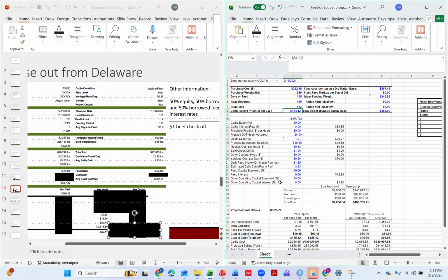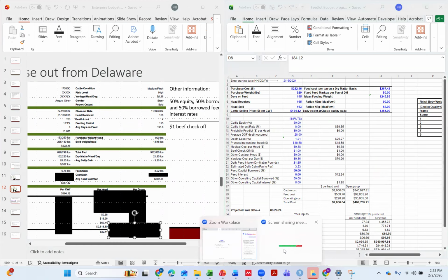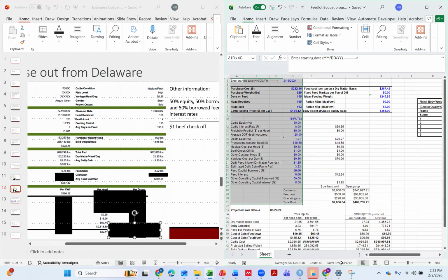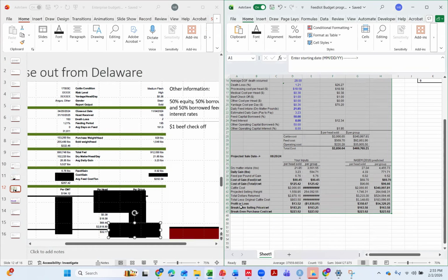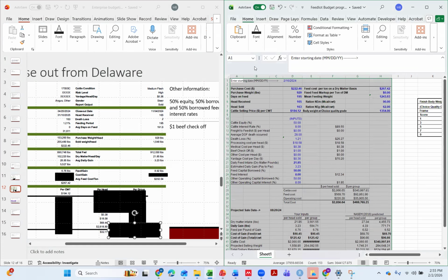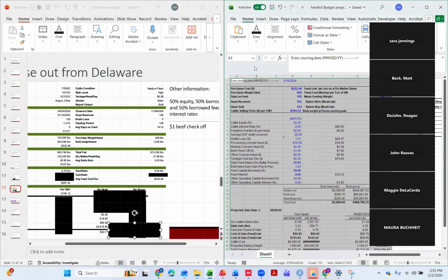So I know that was really quick, but we're running out of time. Does anybody have any questions on this feedlot budget? We will use this in case study report number 2, and then you'll present on it. But if we come to it and you guys have more questions, we can work through it at a later time.